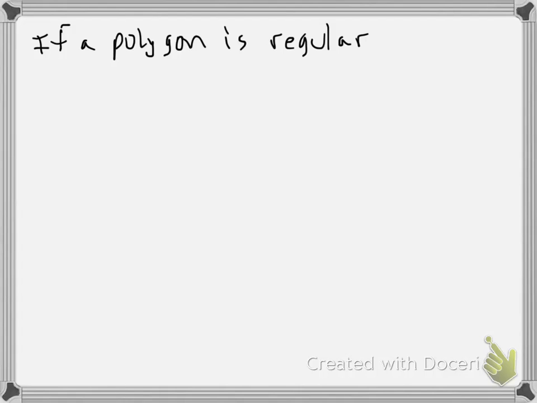This is example 6 from chapter 2, section 2. And what they want you to do is they have the statement here: if a polygon is regular, then it is equilateral.